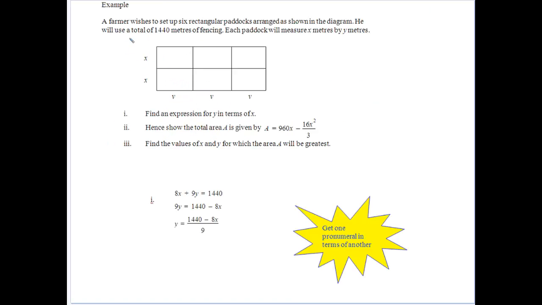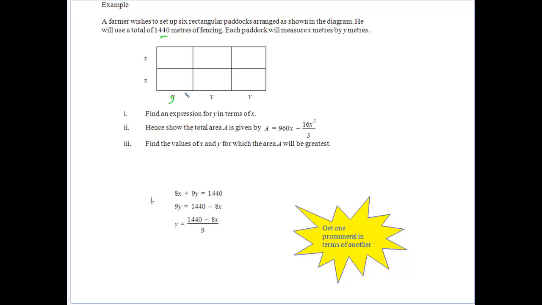So, for example, a farmer is setting up a rectangular paddock and needs to use 1,440 meters of fencing, and the paddock will measure x by y meters. So we've got our paddock there, and we want 6 rectangular paddocks, so each one is going to be x by y. The problem we face, if we just look at our area, would be 2x by 3y, which is 6xy, giving us a function in terms of x and y. That doesn't work for calculus.